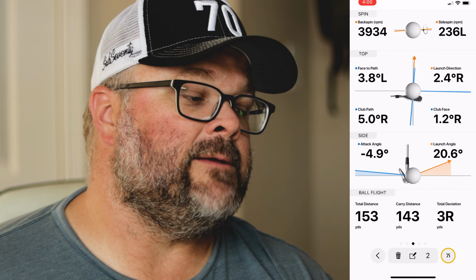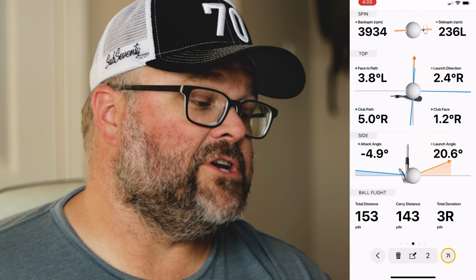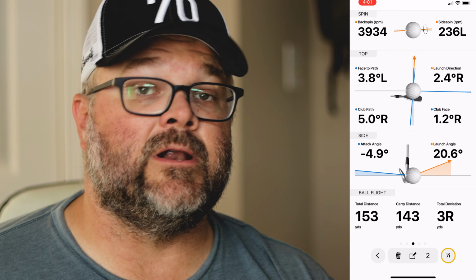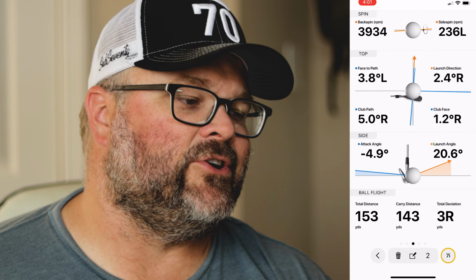This is 1.2 right. What you then do from there is you get your face to path number. That's basically the difference between the club path and face. You can see 5 to the right with the path, and then subtract 1.2 to the right for the face. That means the face was 3.8 left of the path. So I would actually be hitting a push draw on this shot. That's a very important number, I think, and a very important concept I think people should look at. If people are starting to grasp that idea, I think that's a good thing.